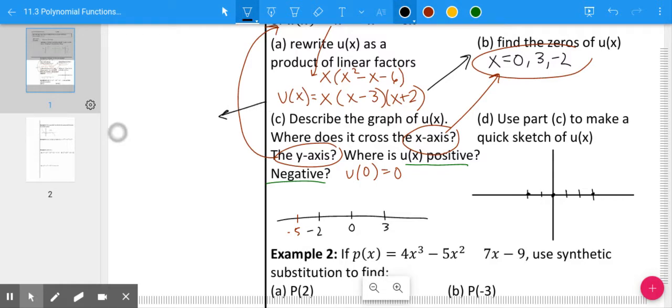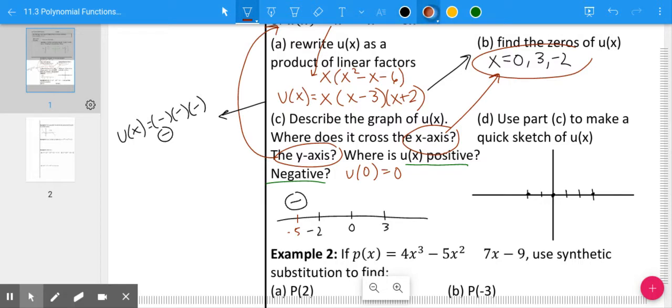So think about this u of x function. If I put in negative 5, what would I get? And I don't really care what the numbers are. I just care about the signs of them. So I would get a negative 5 in front, which is negative. I would get negative 5 minus 3, which is negative 8, which is negative. And then I would get negative 5 plus 2, which is also negative. And if I multiply 3 negatives together, I am going to get out a negative value. So this section is going to be negative.